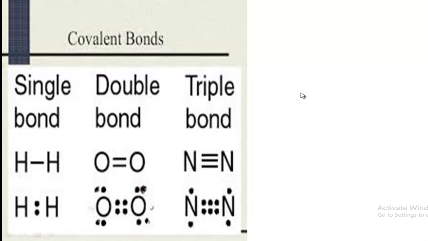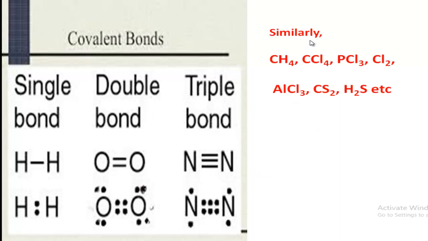Similarly, you can explain more examples. For example, methane. Easily you can explain carbon tetrachloride, like carbon tetrafluoride. Then phosphorus trichloride, chlorine molecule, aluminum trichloride. Here you can see this is a metal. That means here a covalent bond is formed between a metal and a non-metal. This is some exception. Carbon disulfide, hydrogen sulfide, etc. So students, you must practice the bond formation of these molecules at home.